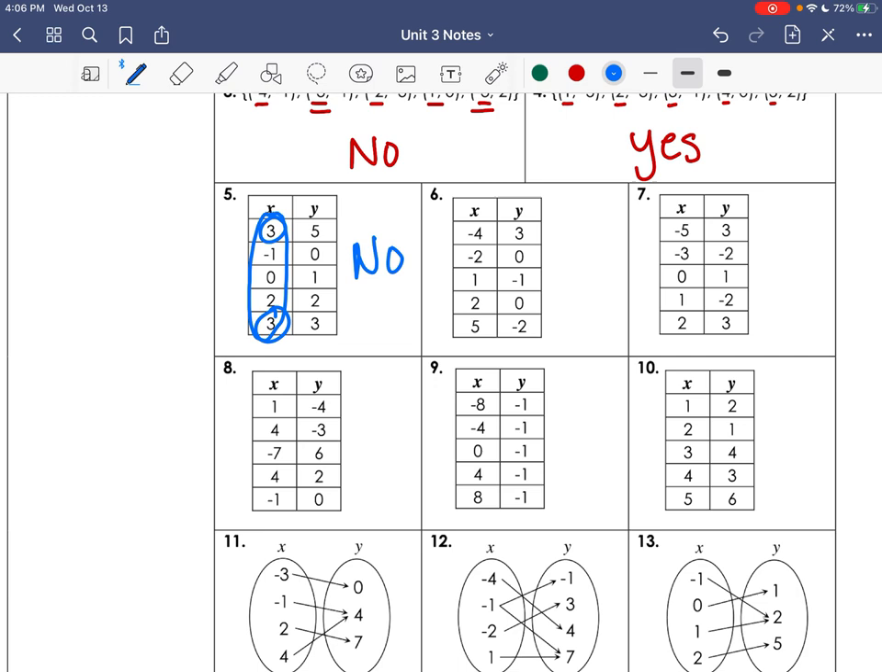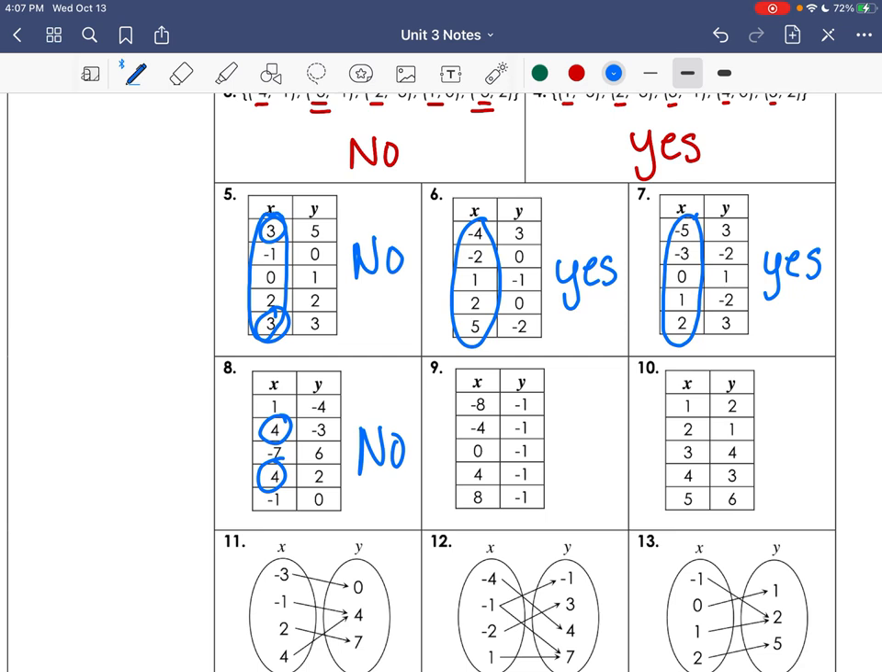Okay, here we're going to look at the X's. We've got -4, -2, 1, 2, and 5. Those are all different. So yes, that's a function. On the next one, we've got -5, -3, 0, 1, 2. They're all different. Yes, it's a function. On number 8, we've got 1, 4, -7, 4, and -1. So we have 4 twice, so that is not a function.